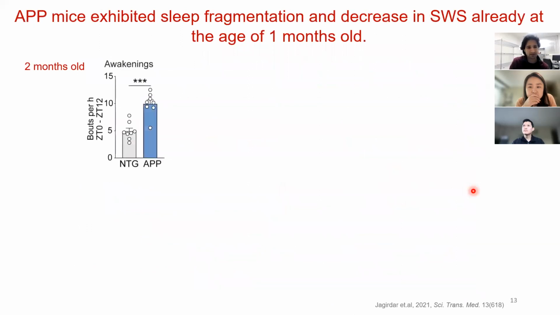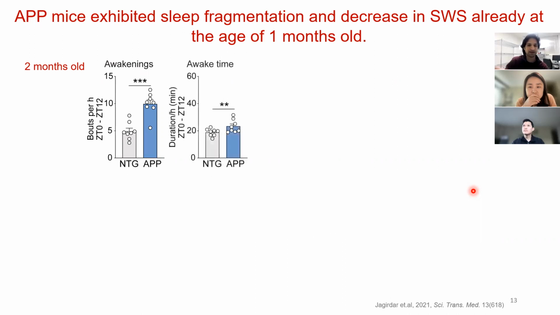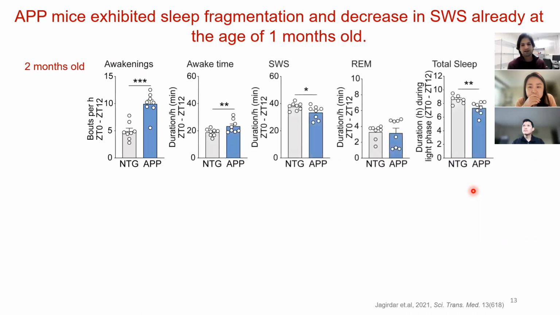What we found is that the APP mice awake twice the number of times during the day cycle, during their sleep period, in comparison to a non-transgenic control, and they spend more time being awake. If we look at their slow wave sleep, we found that there is a decrease in the amount of time they spent in slow wave sleep, that is part of non-REM sleep. However, we did not see any changes in REM sleep, but that's also because we saw so much variability among our APP mice. Overall, there is a decrease in total sleep that APP mice had during the day cycle.